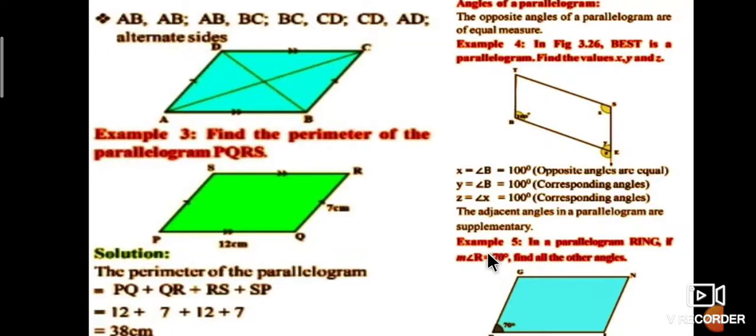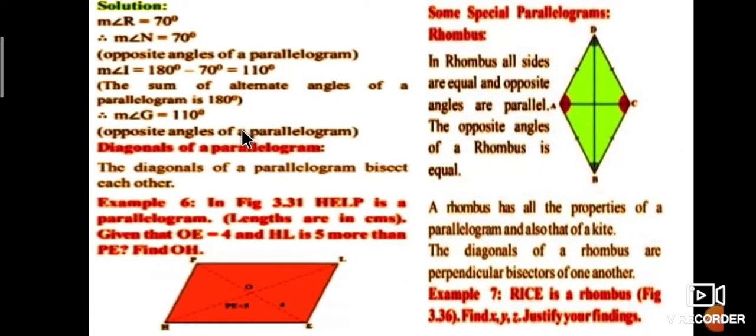Next, fifth example. In a parallelogram RING, if angle R is equal to 70 degrees, find all the other angles. Angle R is equal to 70 degrees. Therefore, angle N is equal to 70 degrees because the opposite angles of a parallelogram are equal. Therefore, angle I is equal to 180 minus 70, that is 110 degrees.